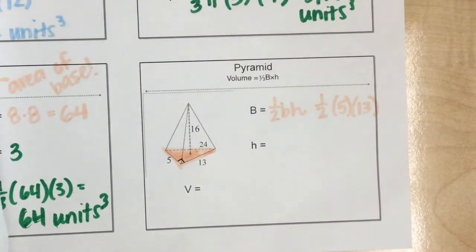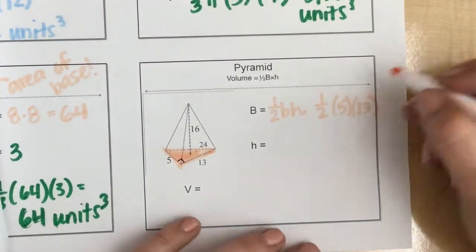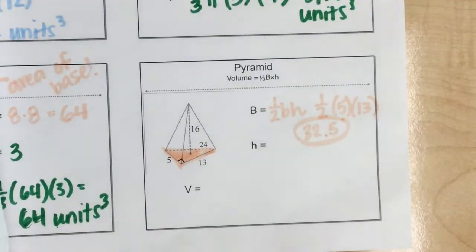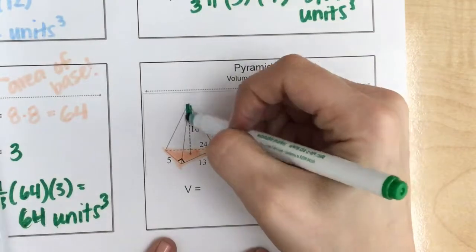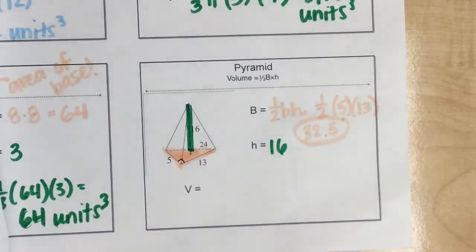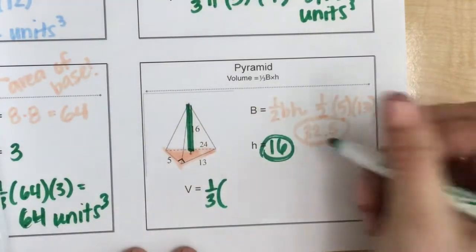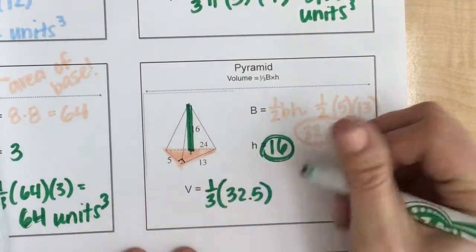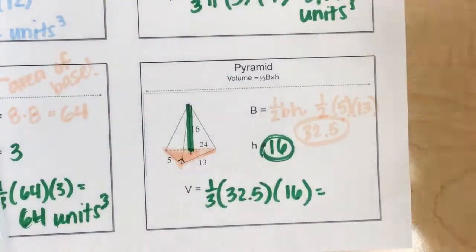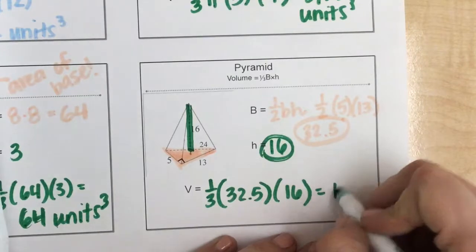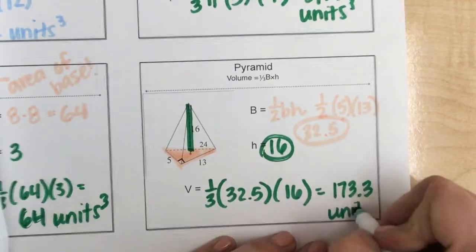So if I take 1/2 times 5 times 13, I get 32.5 for that capital B value. My height, hopefully is easy for you guys to see, is going to be 16. And I can sub it into my formula. 1/3 times capital B times H. And it comes out to be about 173.3 units cubed.